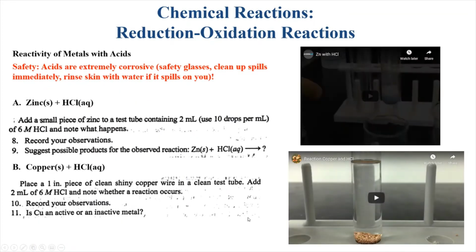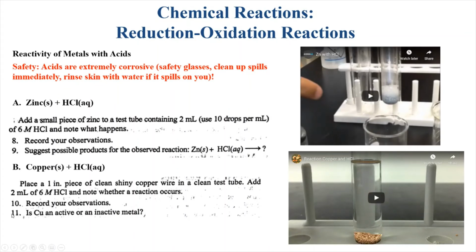So you're going to record your observations, if there were any, and then you're going to say, is copper an active or inactive metal? So you have to decide, is a reaction taking place? On line 11, you're going to write active or inactive, and then write whatever observations you have to support your supposition. Okay, so that takes care of zinc and hydrochloric acid.